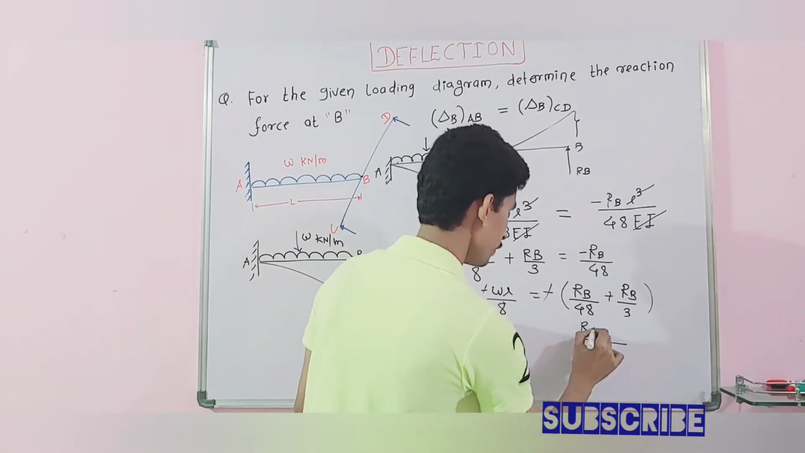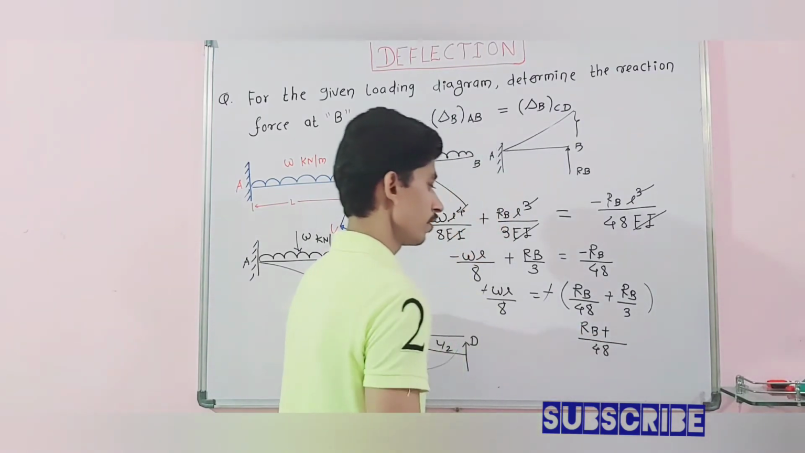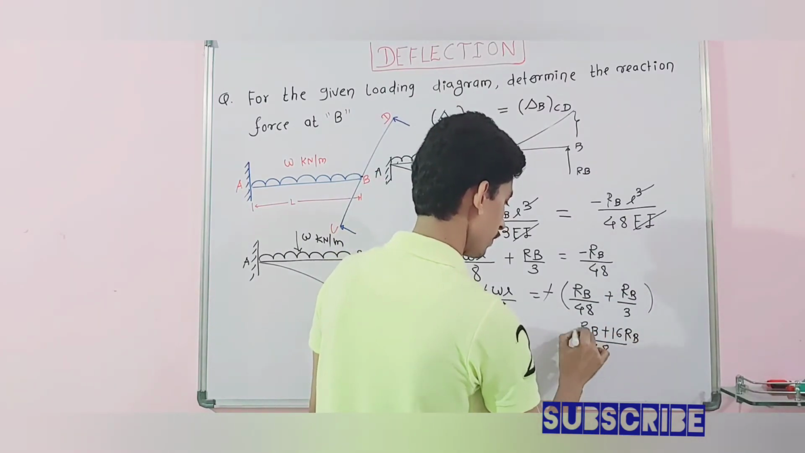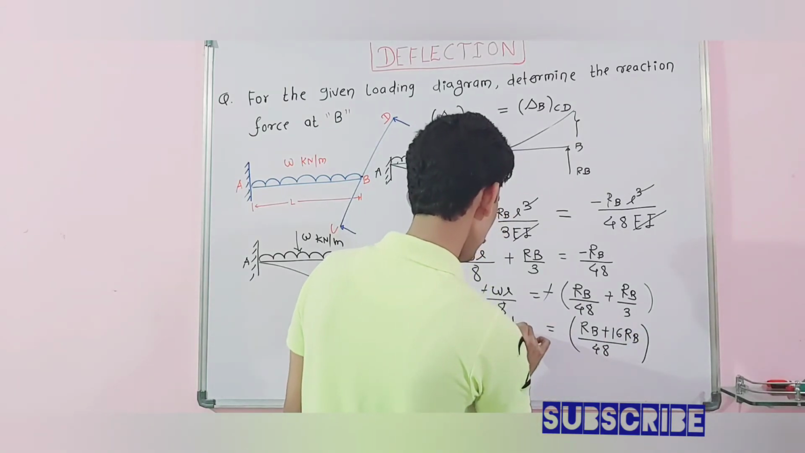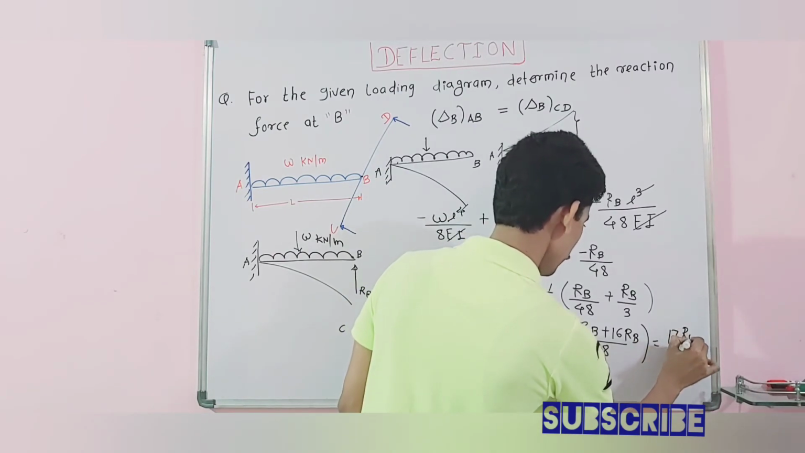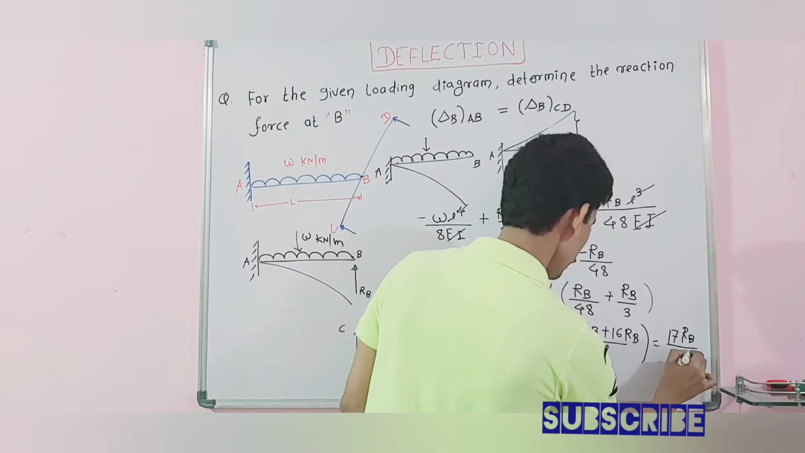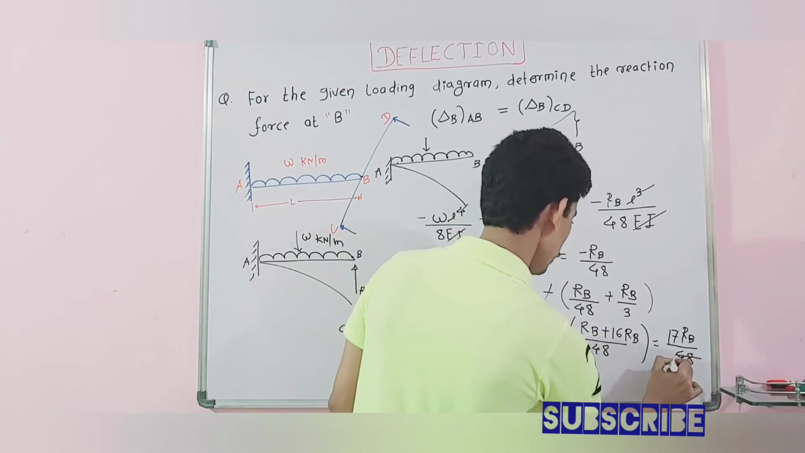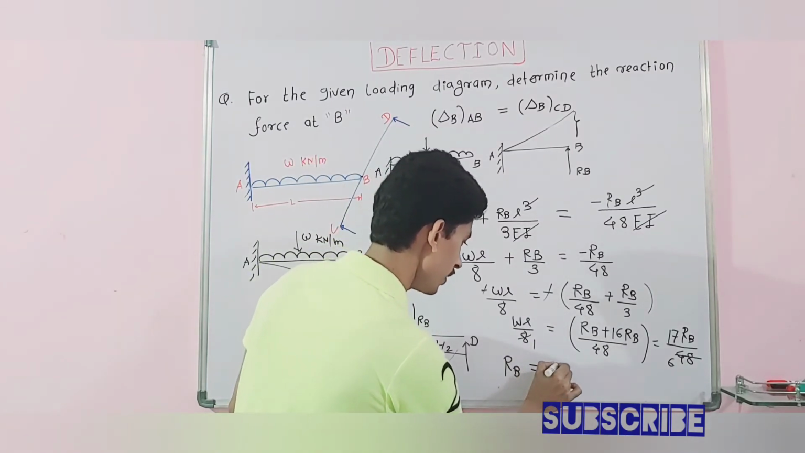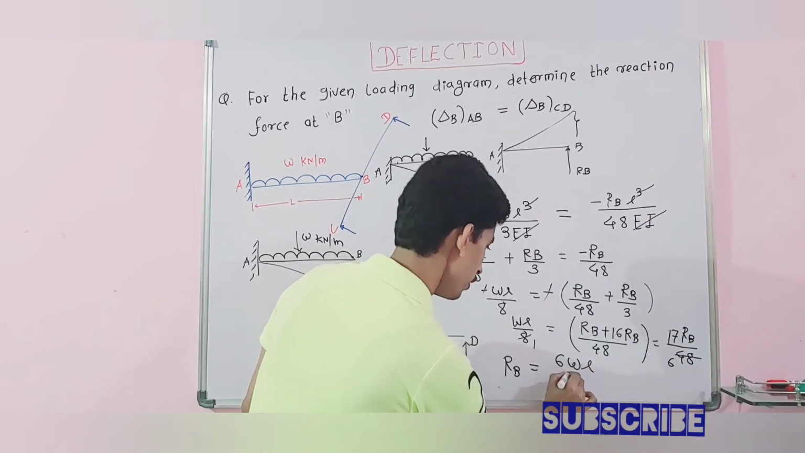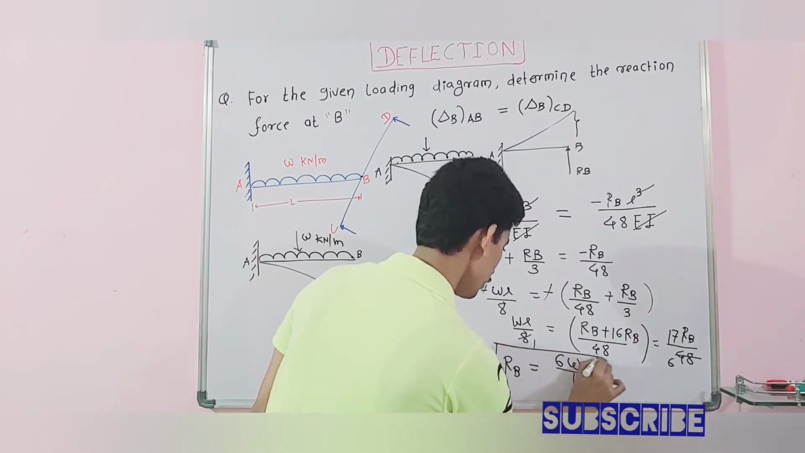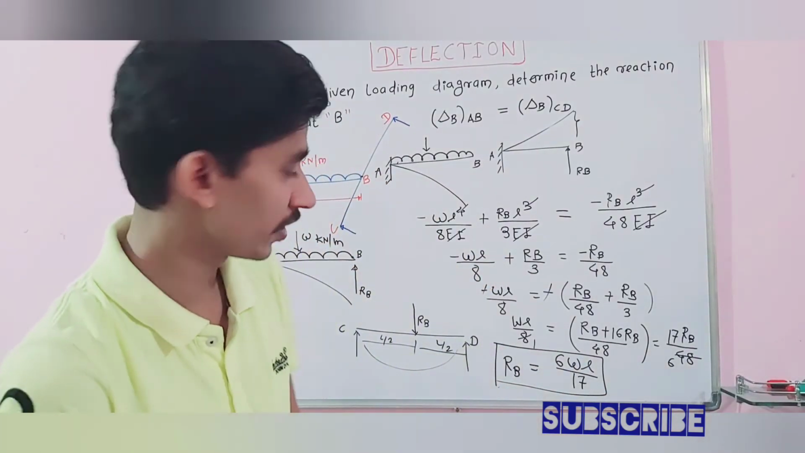So RB plus, what will we get here? 16 times RB is equal to WL by 8. So after this we will get 17 times RB divided by 48, which reduces to 6. What is the ultimate aim? To find RB. So RB is equal to 6WL divided by 17. So this is the right answer for the reaction force at RB, and it is 6WL by 17.